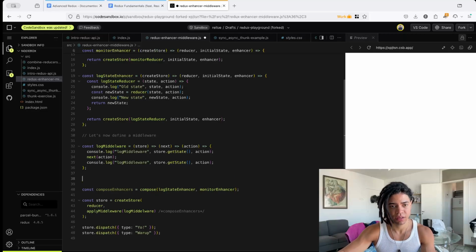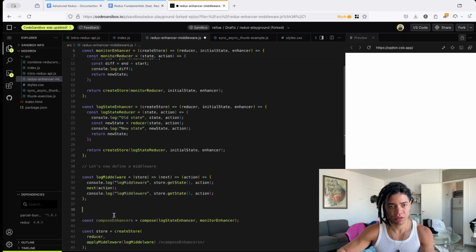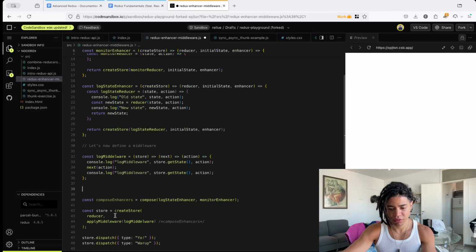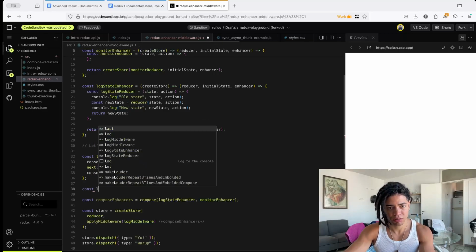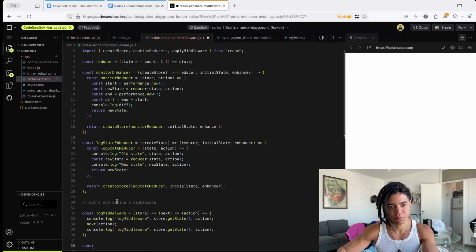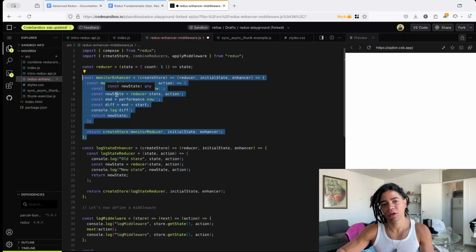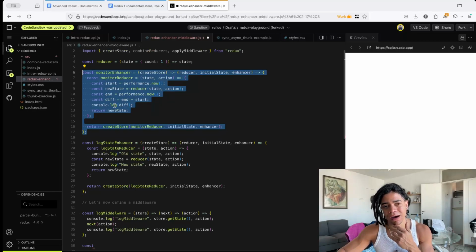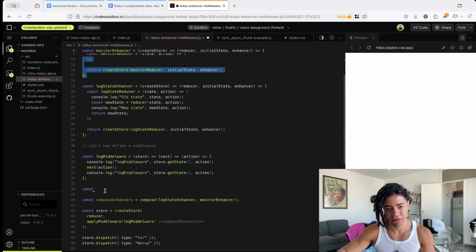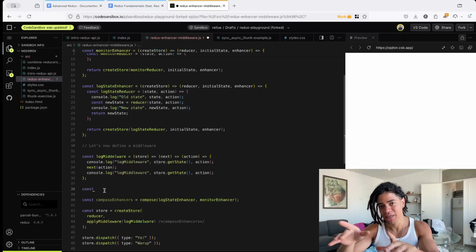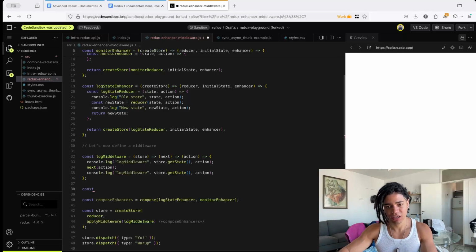This is part of the example. Instead of putting this monitor enhancer here, we're now going to define the monitor middleware. So anytime an action is dispatched, I just want to measure it.